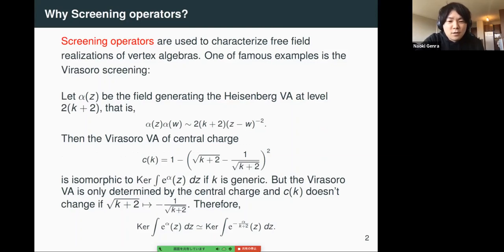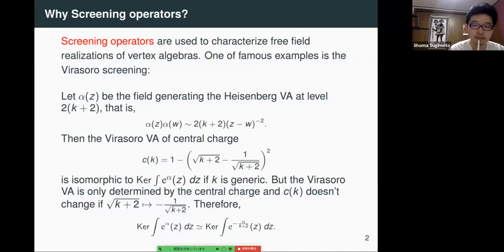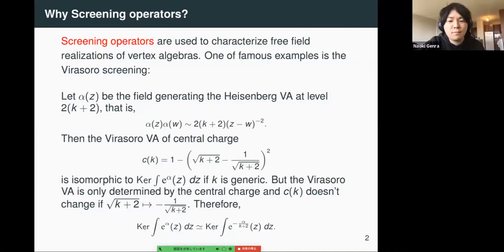And we know that such a Virasoro vertex algebra is embedded in the Heisenberg vertex algebra. Also, the image of the Virasoro vertex algebra can be characterized by the kernel of a screening operator, this kernel of the integral of E^alpha(z), if k is generic. And if k is a special value, this kernel is a little bit bigger than the Virasoro vertex algebra. For example, k+2 equal to 1/p, it becomes some triplet W-algebra. Okay, but now we consider the generic case.